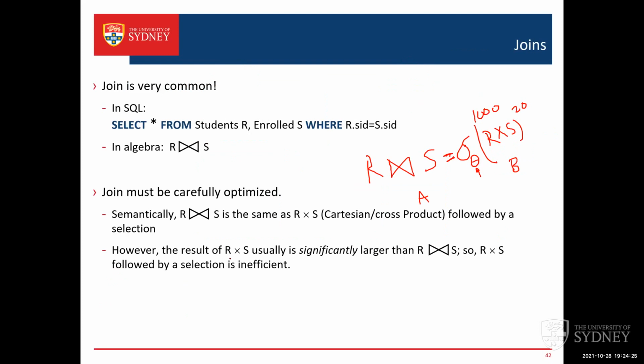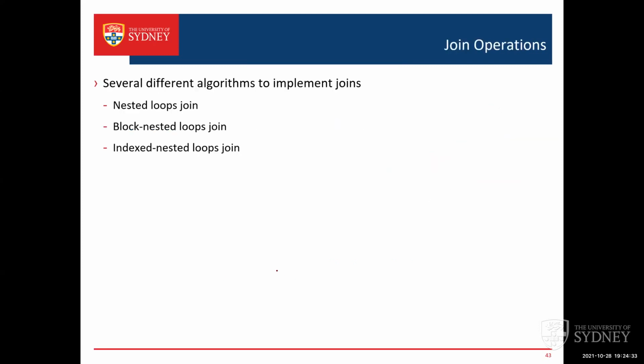Yeah, so that one is written here. R cross S is usually significantly larger than this one. Okay, so that's why this second part will be inefficient.